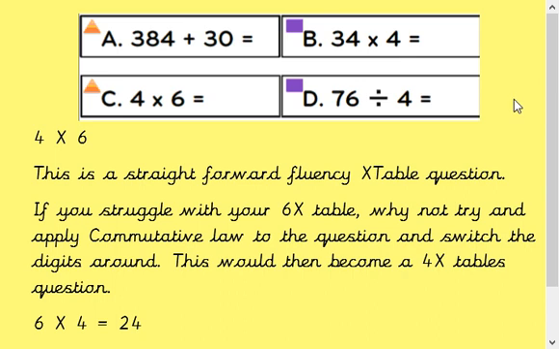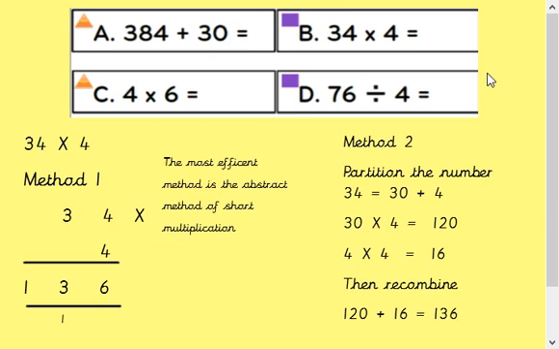Second question this morning, 4 times 6. Well, this is a straightforward fluency times table question. However, lots of us do struggle with the 6 times table. If you're struggling with the 6 times table, why not try and apply the commutative law to the question? Try switching the digits around. This will turn it into a 4 times table question. So you can see there, 4 times 6, if we switch the digits, we get 6 times 4, and 6 4s are 24.